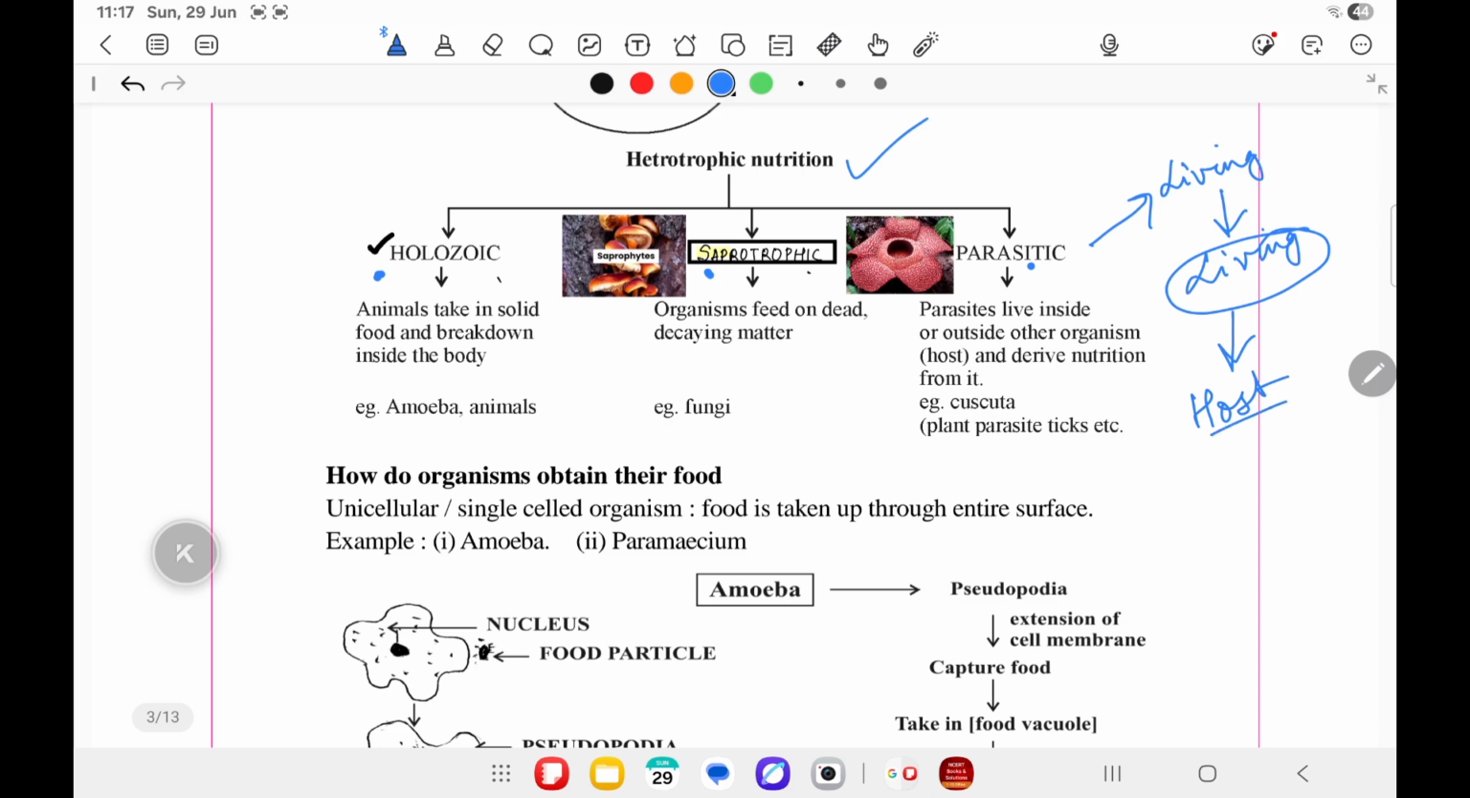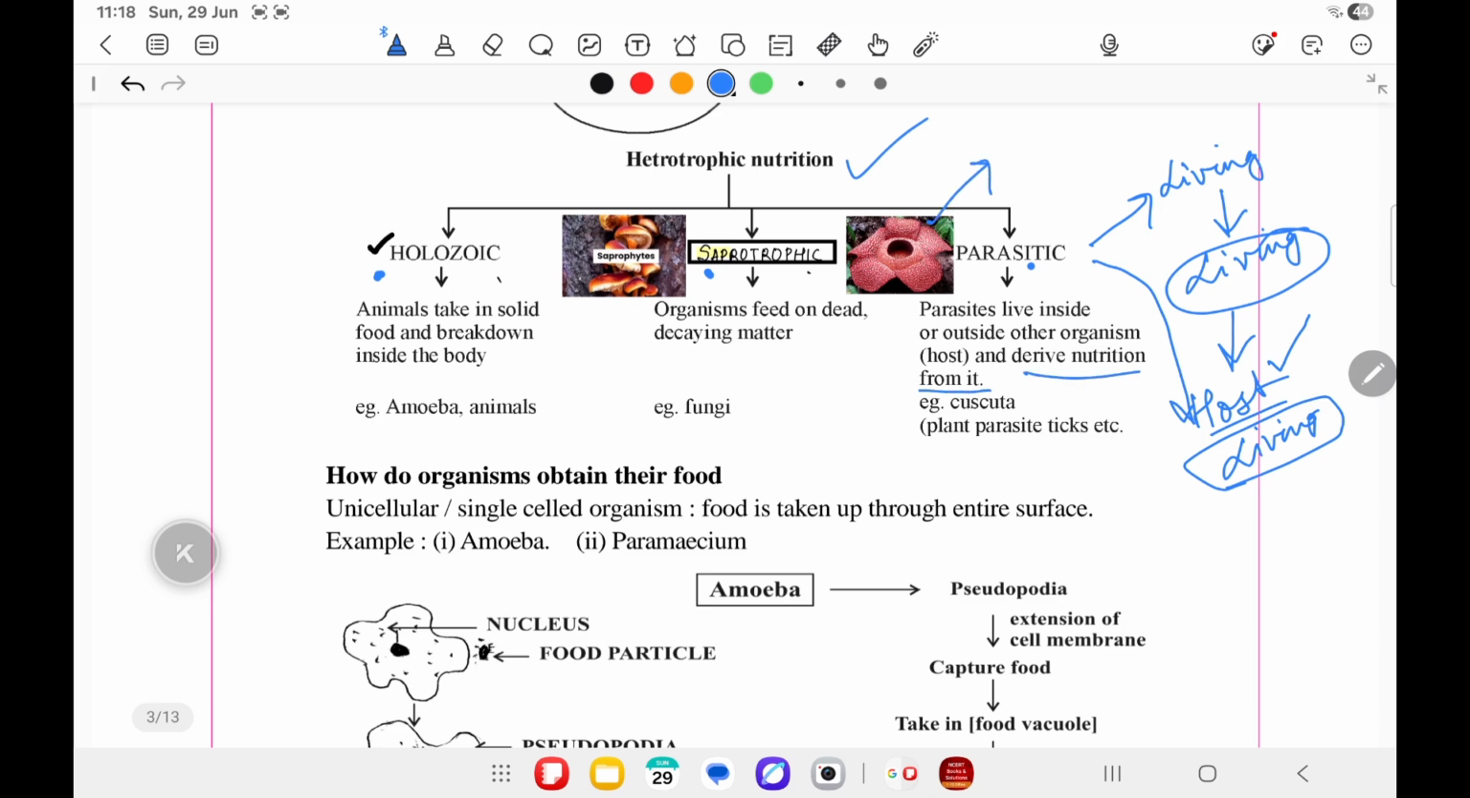Now this host should be living. This is the key word, living. If the host is dead, the parasite cannot feed upon it. Only if the host is living do they derive their nutrition from it.